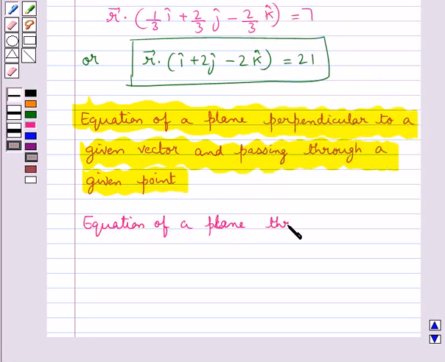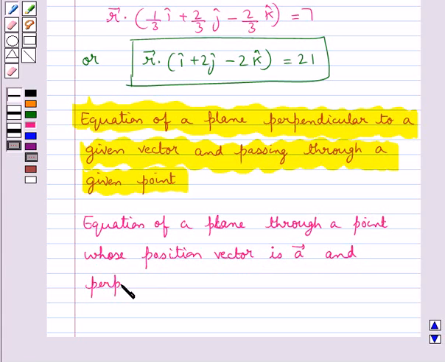through a point whose position vector is vector a and perpendicular to the vector n is given by vector r minus vector a dot vector n equal to 0.